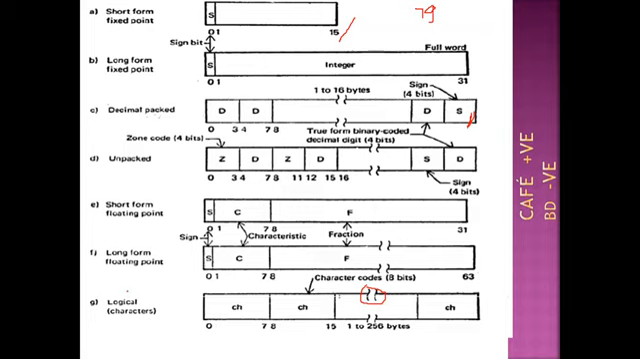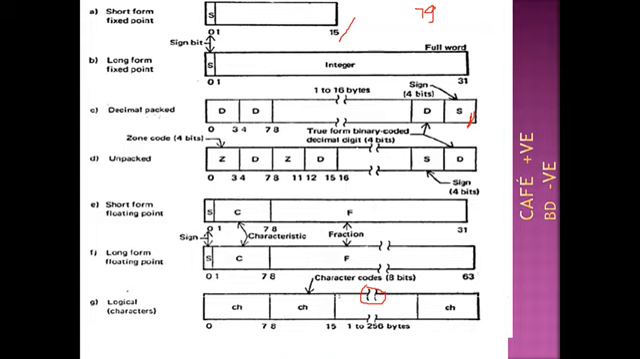Let us again summarize once. Short form fixed point number is 16 bits, long form fixed point number is 32 bits. The first bit is the sign bit, right? Decimal packed number: every digit is going to be represented using 4 bits, right? The sign comes in the last, and the sign is also represented in 4 bits. Unpacked will be separated by zonal codes. That's the only difference between packed and unpacked.